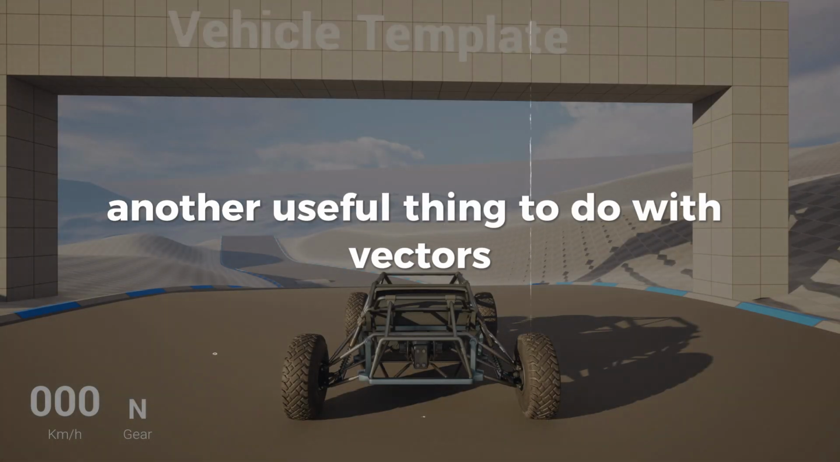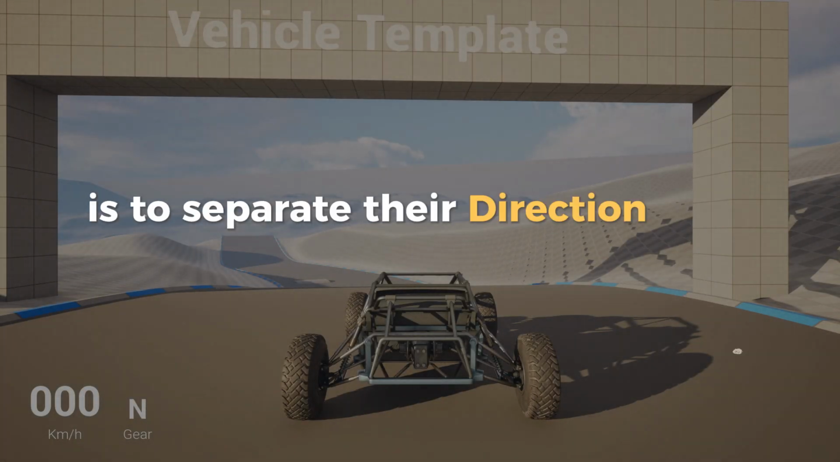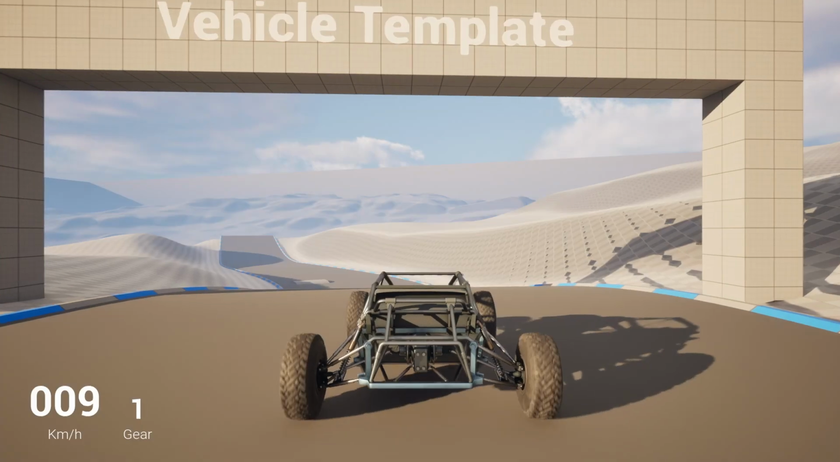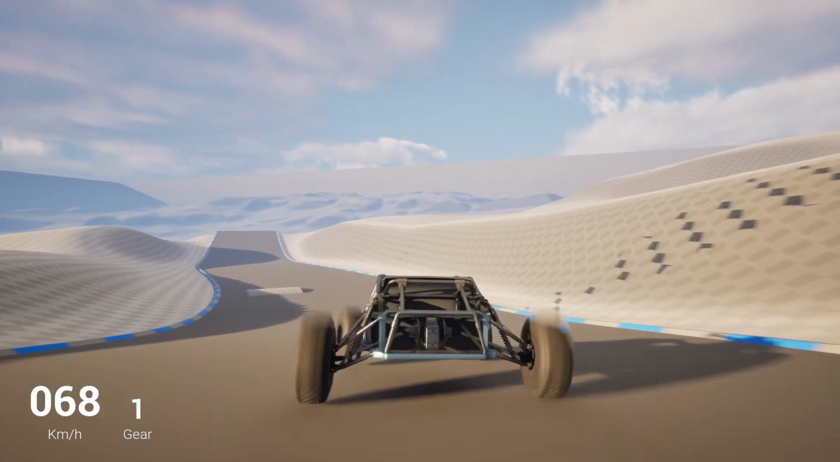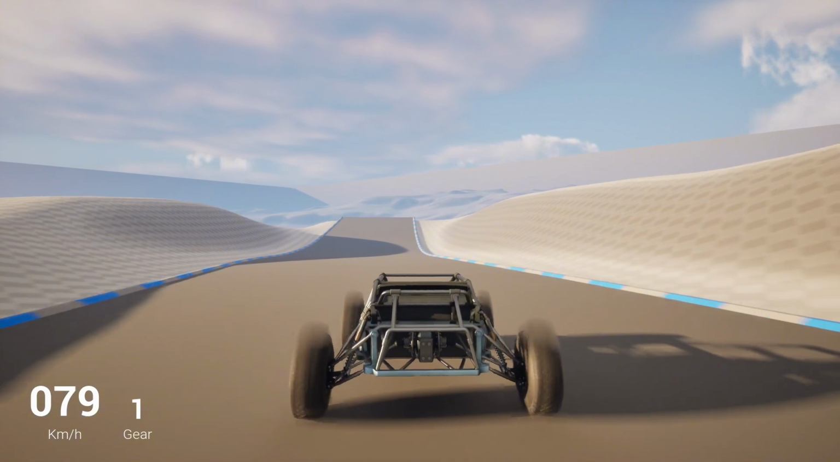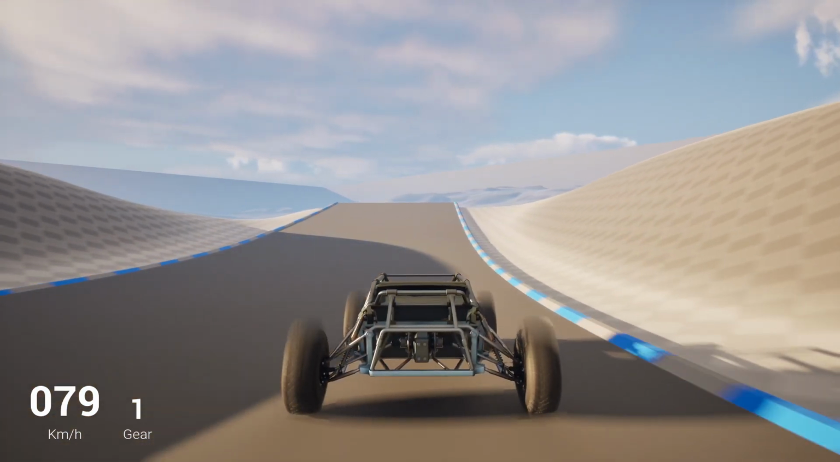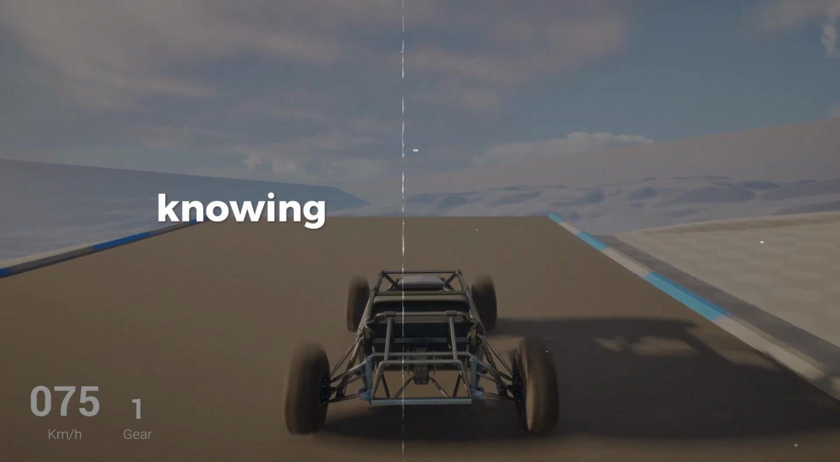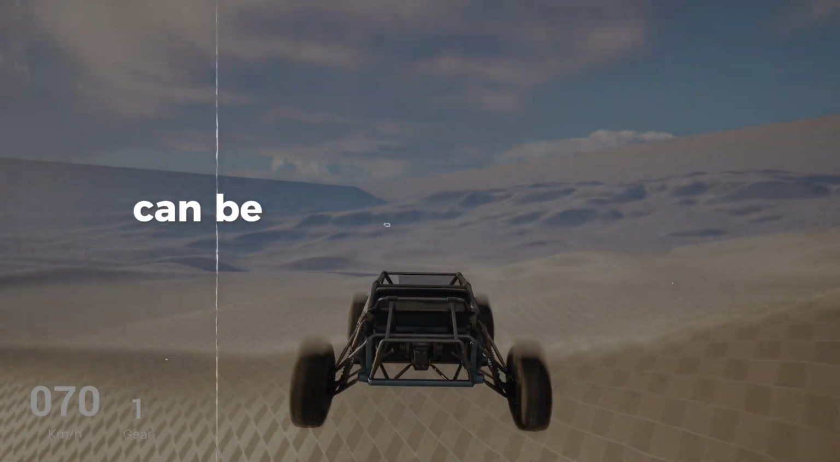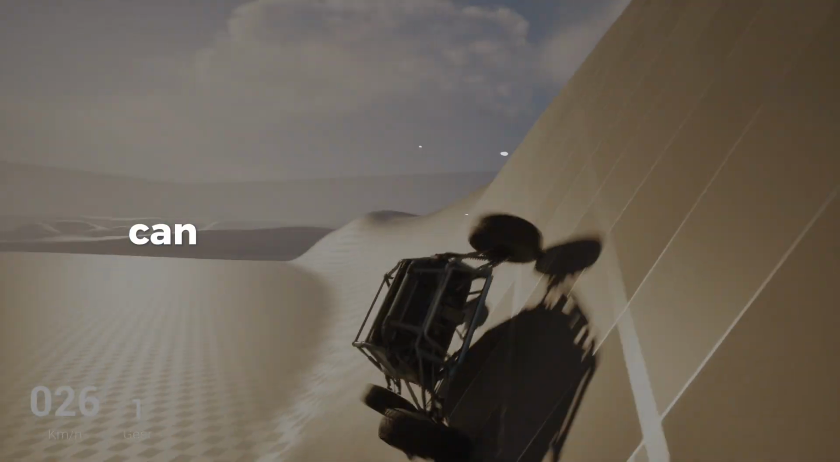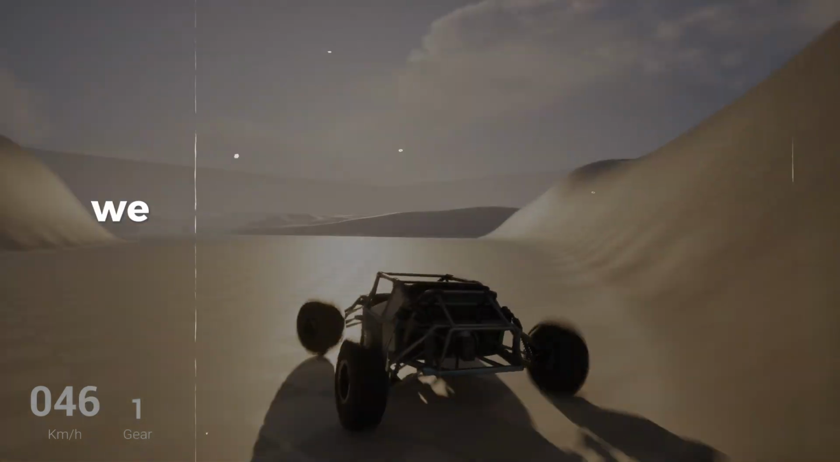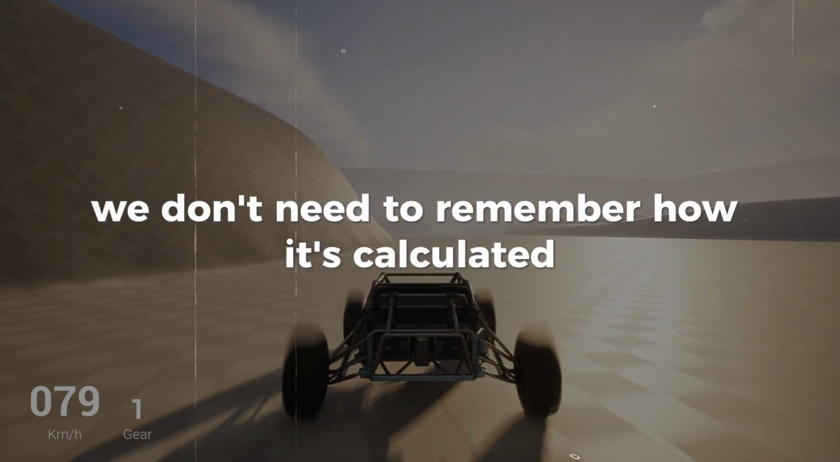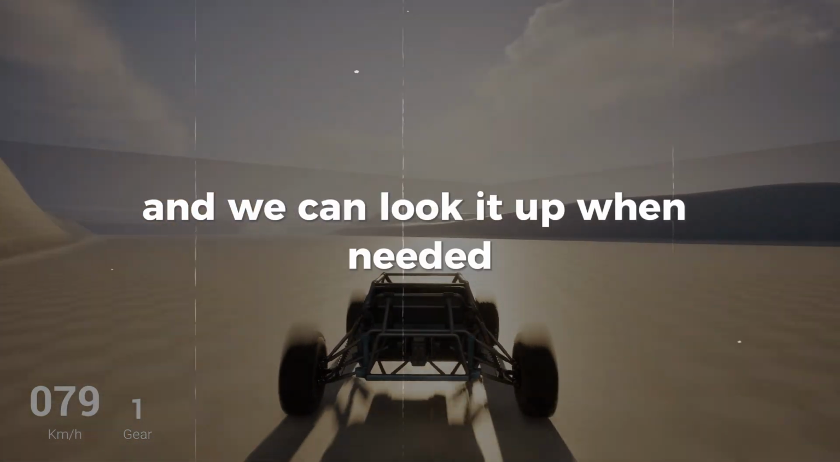Another useful thing to do with vectors is to separate their direction from their magnitude. For example, we might be making a racing game and we want to show the speed meter of our vehicle's velocity without caring about which direction it's moving. Knowing that its velocity's magnitude can be obtained through the Pythagorean theorem can be beneficial. Despite that, we don't need to remember how it's calculated and we can look it up when needed.